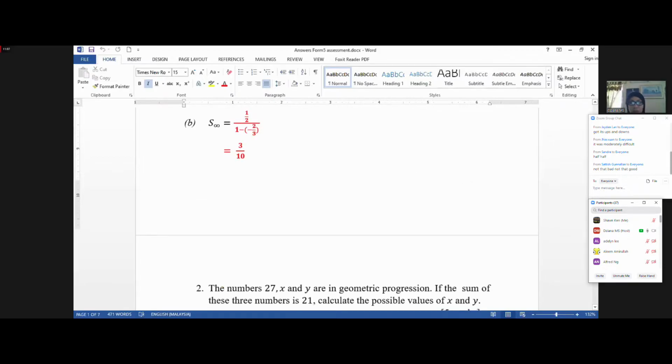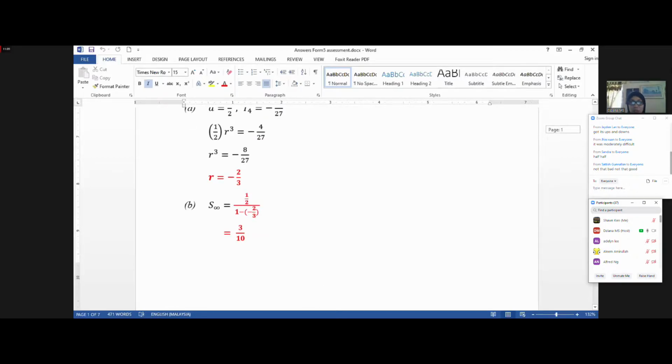The second part of the question, find the sum to infinity. You already have the formula for sum to infinity given to you, and you can just refer to it during the assessment. It's A over 1 minus R. A is given as half, R you already have as -2/3, put it inside the formula. So half over 1 minus -2/3, that is 1 mark for the working. And the answer is 3/10, or you can also answer in decimal, 0.3.